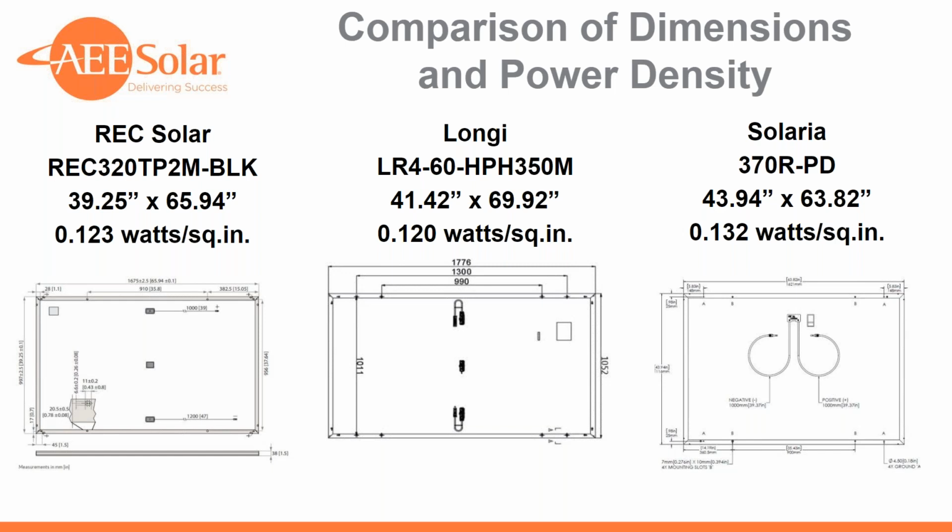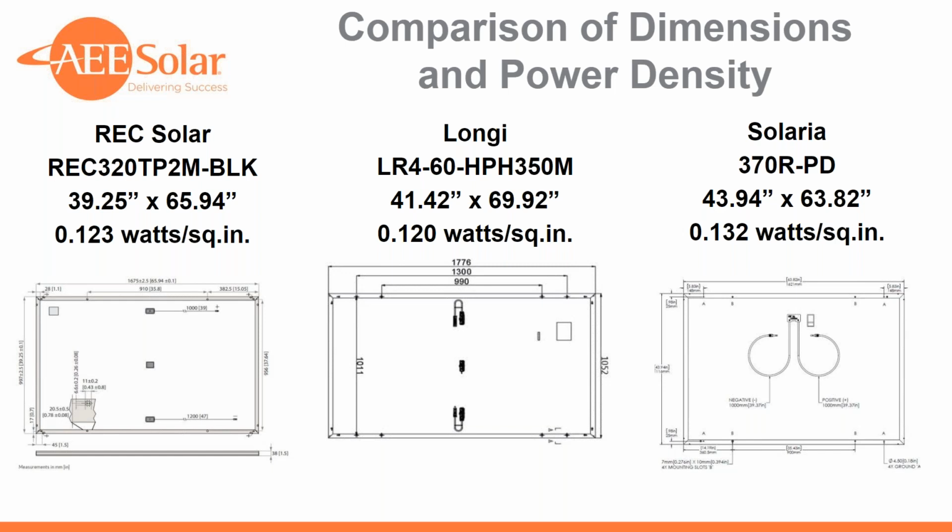The Solaria, on the other hand, is a bit different in terms of format and aspect ratio. So it's quite a bit wider than your typical 60 cell, 43.94 inches. So call it 4.5 inches wider than the typical REC or Q cells or any of the other common 60 cell formats, and a bit shorter as well. So 63.82 inches, a little over 2 inches shorter than a typical 66-inch module.